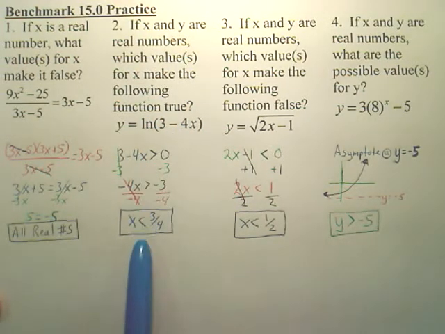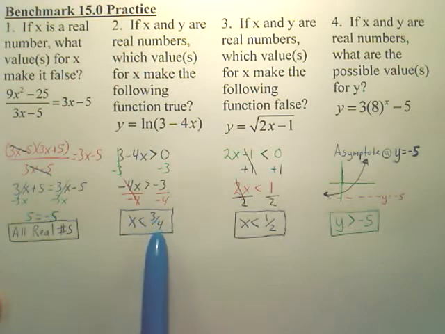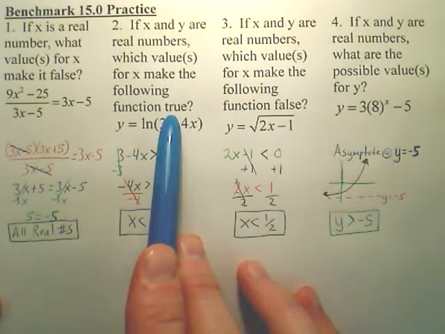And then we just solve it. So what that means is x values less than 3/4 work. So what wouldn't work are x values greater than or equal to 3/4. That would not work, or you could say make it false.